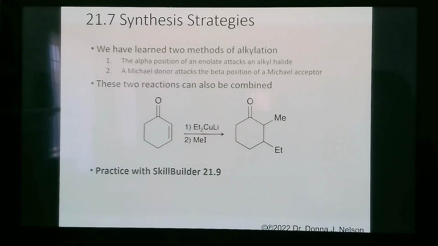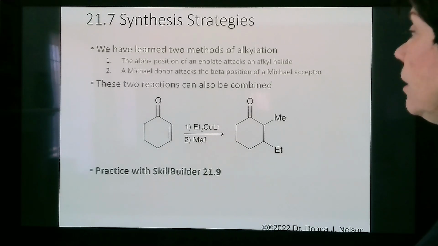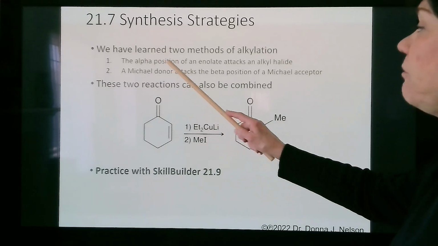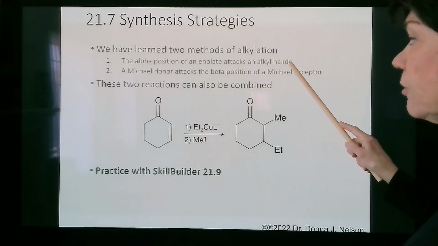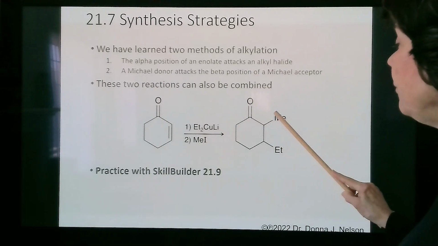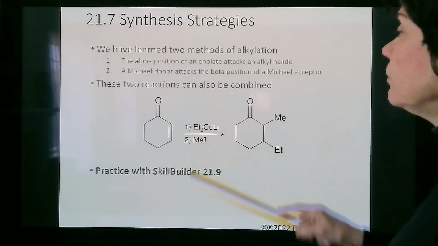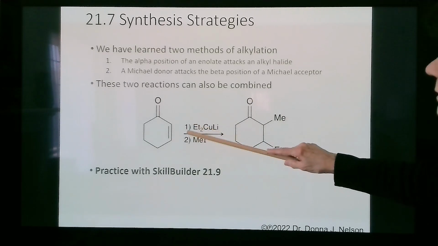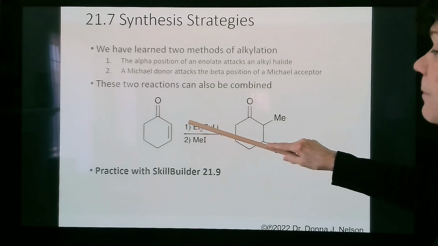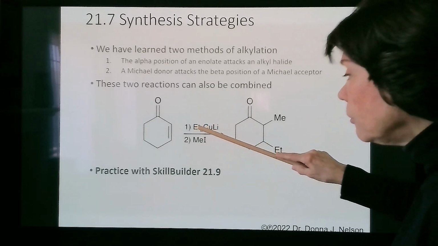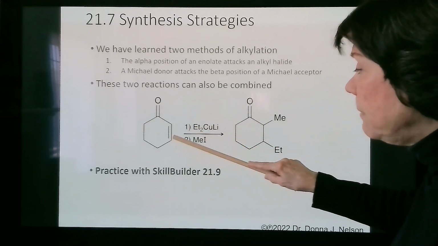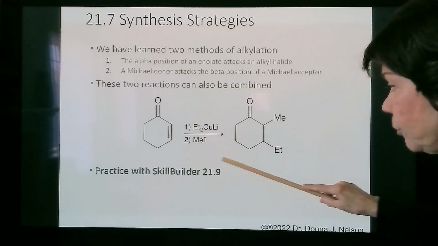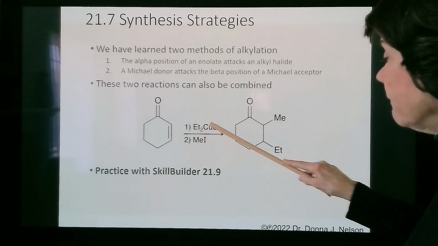And so we've learned two methods of alkylation now in this chapter, and the two can be combined. First, the alpha position of an enolate attacks an alkyl halide. That would put the methyl group on. The Michael donor can attack the beta position of a Michael acceptor. So notice, however, in these two, first we have the Michael donor attacking the beta position. In this particular reaction, we covered them in this order, but in this particular reaction, the ethyl group is going to go on first.